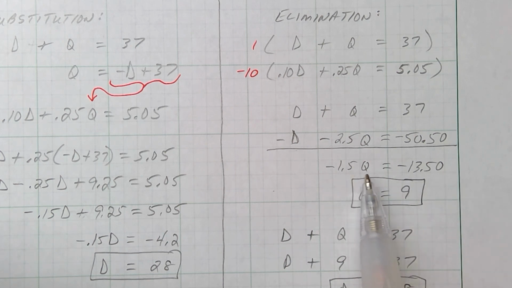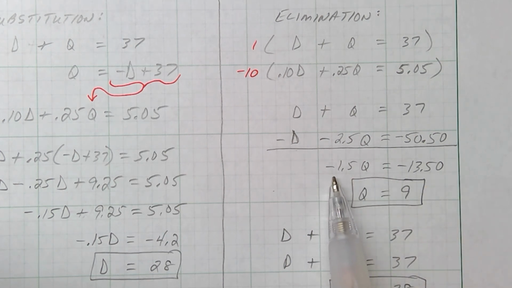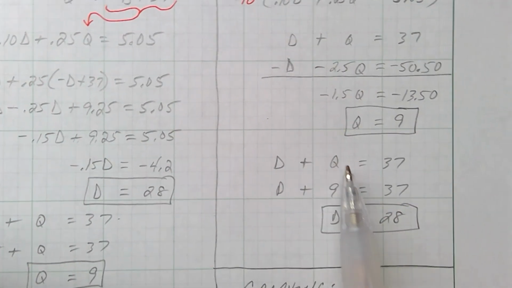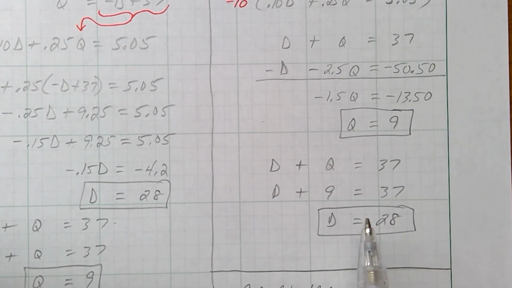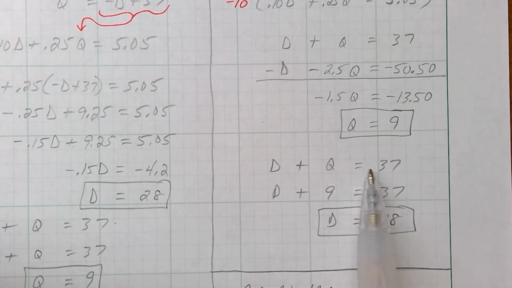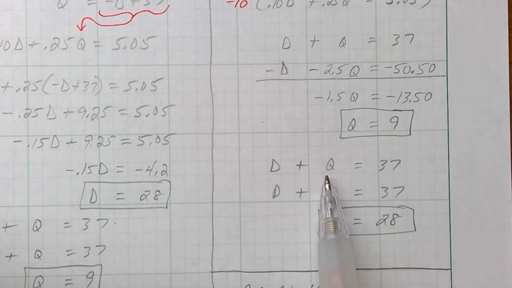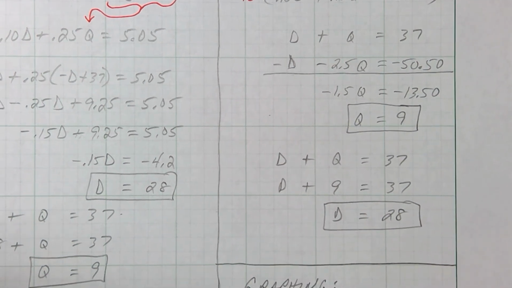And the rest of the equation looks like this. Divide by negative 1.5 on both sides. You got q equals 9. Grab either equation, whichever one you like. All right, I chose d plus q equals 37. Q can be replaced by 9, so I replaced q with 9. Minus 9, d is 28.